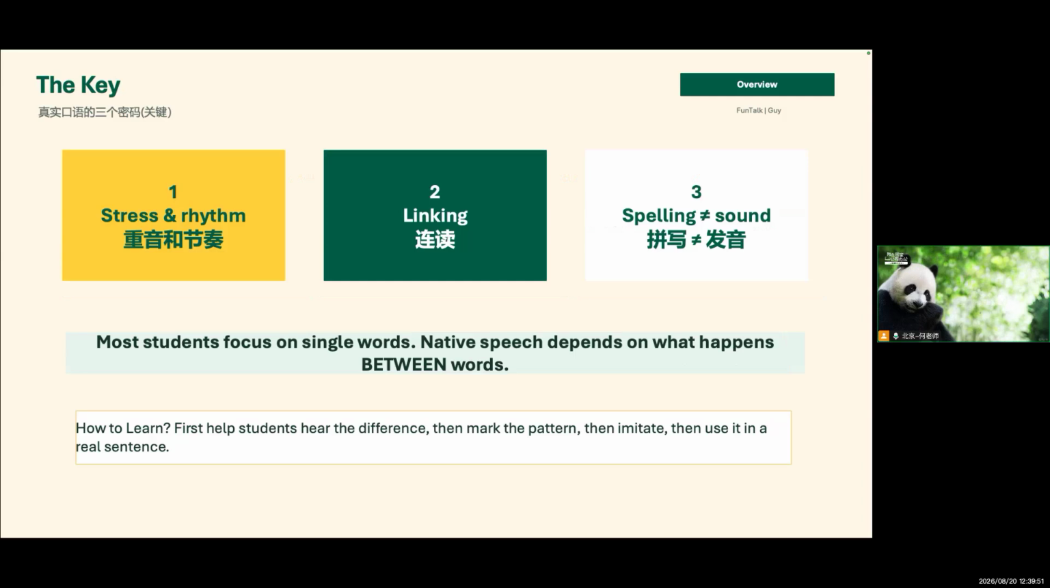So first, stress and rhythm. In English, we don't sound like Chinese. I'll be explaining that in the next slide. In English, our speech goes up and down. We speak loud and quiet, and this affects the way the other person understands us. And then we have linking. I'm guessing you've heard of 连读 before, but there's also other things that you don't really learn in class. We'll go into that in the next few slides.